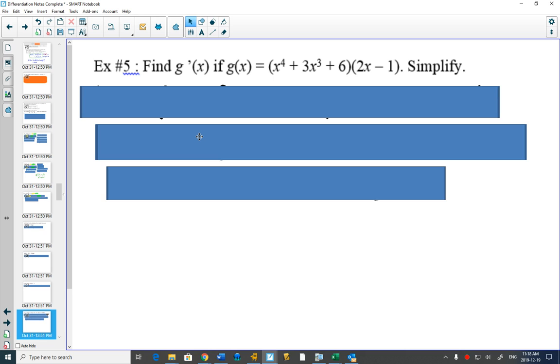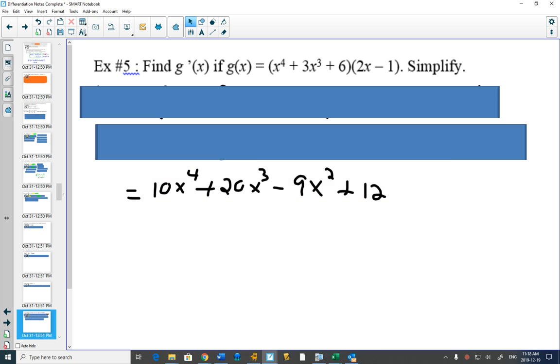Finally, example 5. This one does say simplify. So I'd recommend doing a bunch of derivatives for practice just because you want to have them memorized, and probably the best way to memorize them is just doing a bunch of questions. After you've simplified it, there's the final answer.